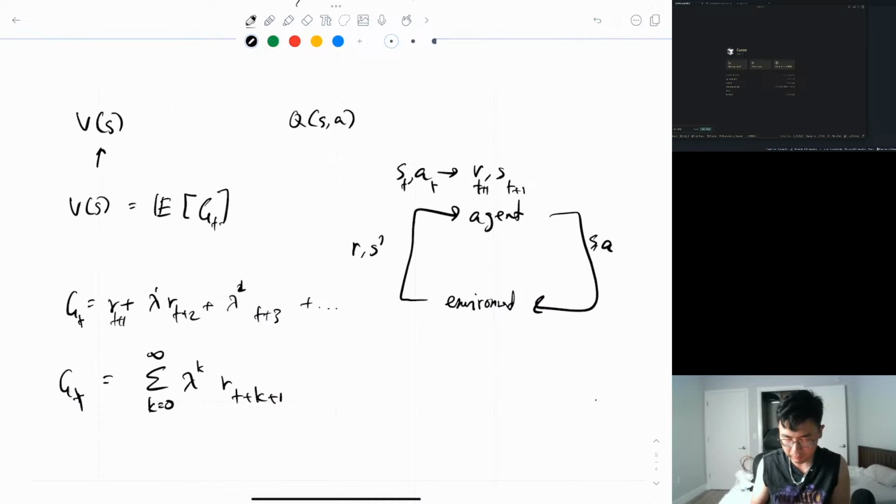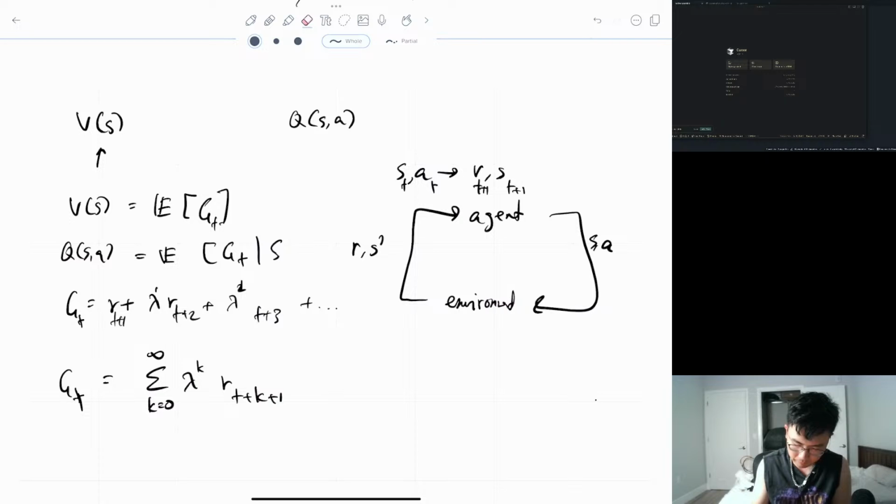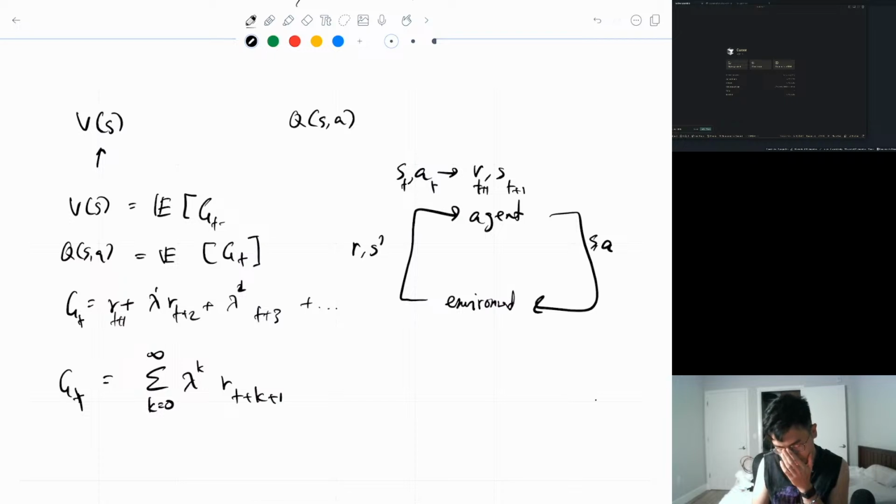So a value function is simply capturing the expected return, and the same for Q of s, a, which is also the expected return, but given that your starting state is s and after taking action a, right? Whereas this is simply conditioned on S t equals s.